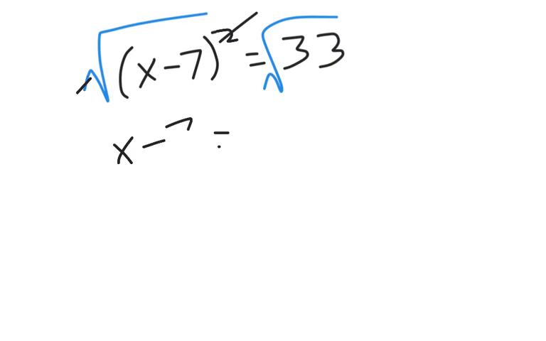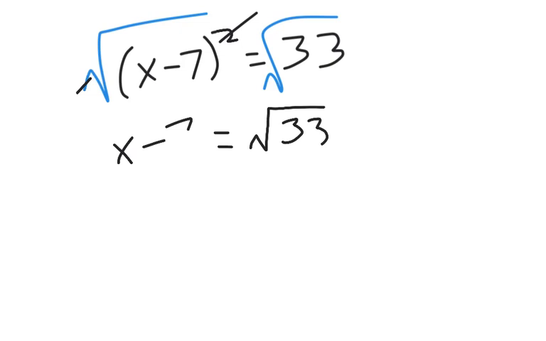Okay, now on the right side, we have the square root of 33. So what number times itself is 33? It's a real ugly number. So it doesn't simplify. We're going to leave it as the square root of 33. We leave it just like that. Bring that down.